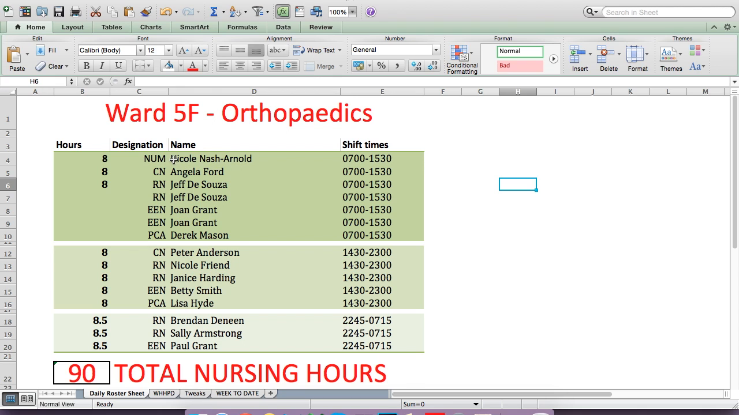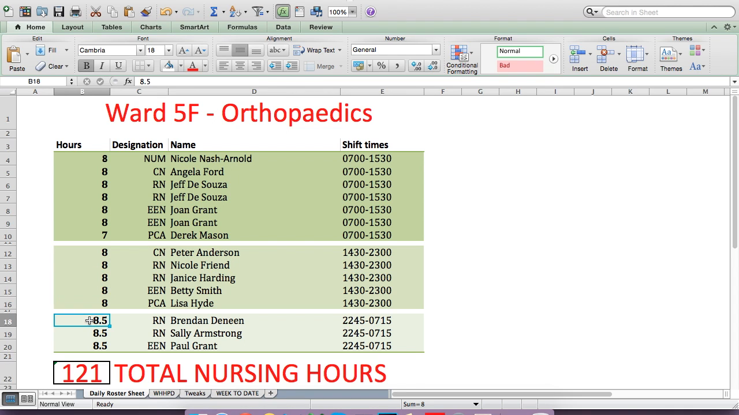Who's rostered on? You've got a nurse manager, you've got a level 2 in charge, and you've got a couple of RNs that are managing the floor. So you've got an RN, you've got a couple of ENs, and you've got a patient care assistant for your washers and that kind of thing. Come the afternoon, you've got your level 2 in charge, you've got a couple of registered nurses, you've got an EN, and again you've got an orderly.